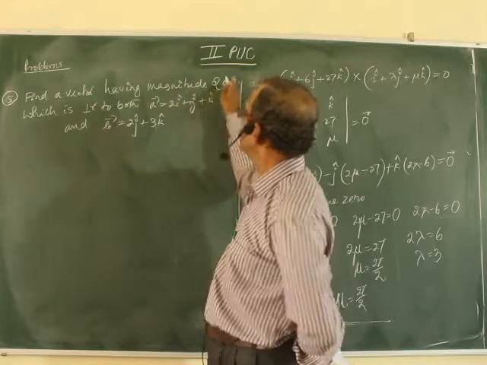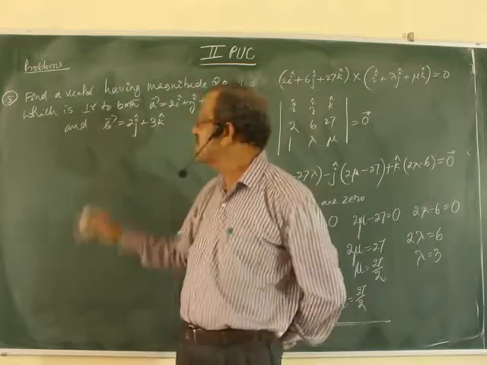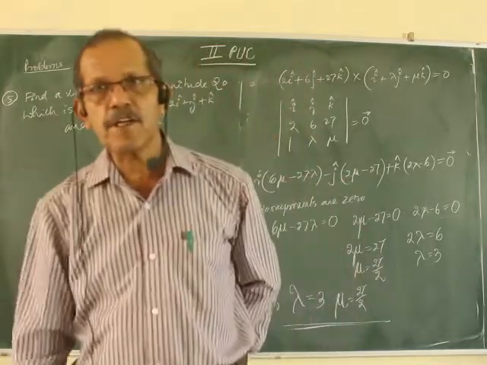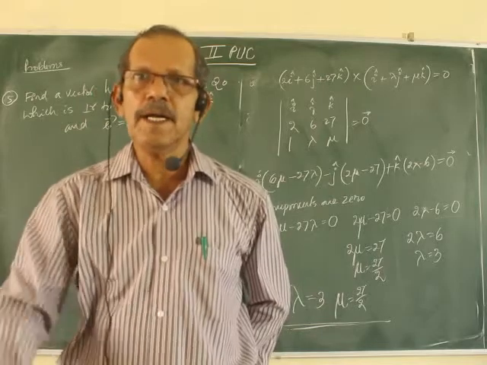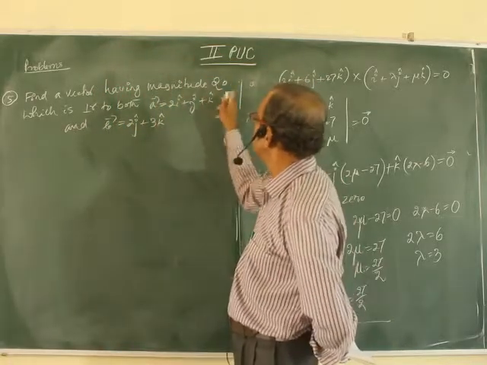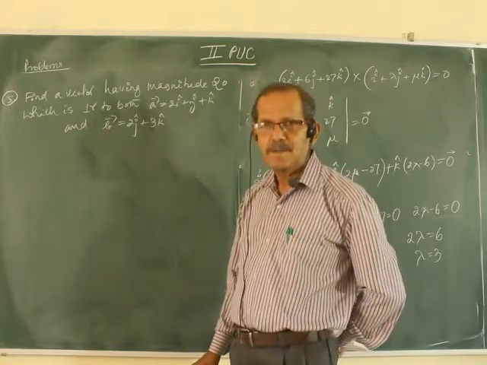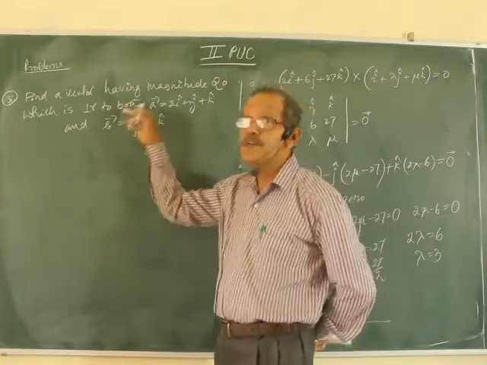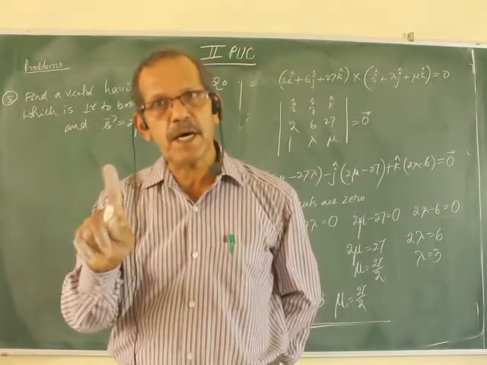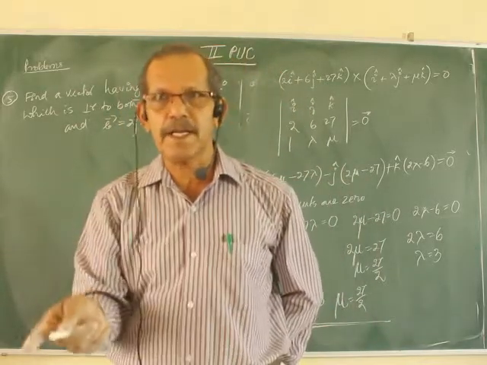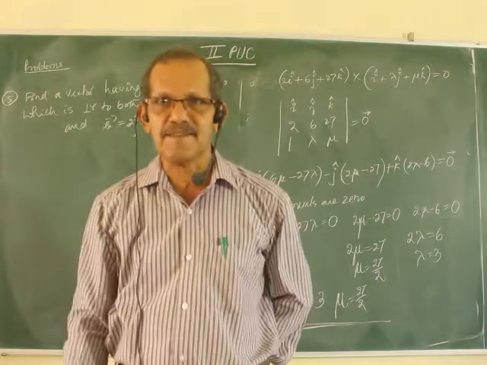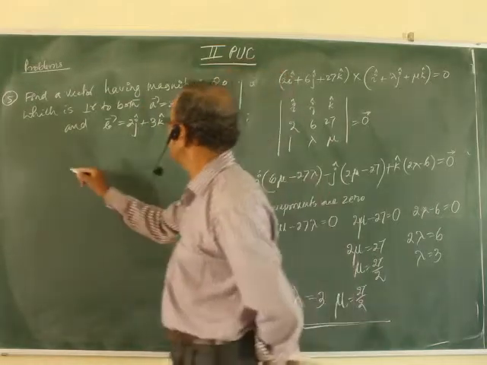Next, find a vector having magnitude 20. If you multiply A and B, you are getting some other vector, but it is perpendicular to both A and B. Magnitude may be any number. We require the vector having magnitude only 20, meaning you must find the unit vector perpendicular to both A and B, because its length is 1. Just multiply that unit vector by 20, you get the required answer. Right? So let me start with this.